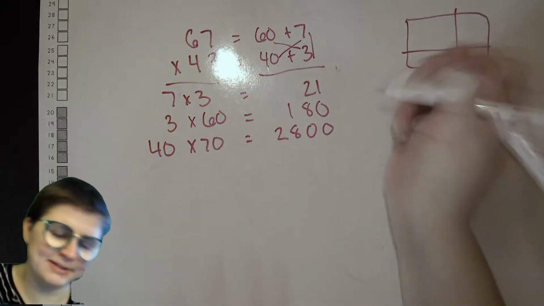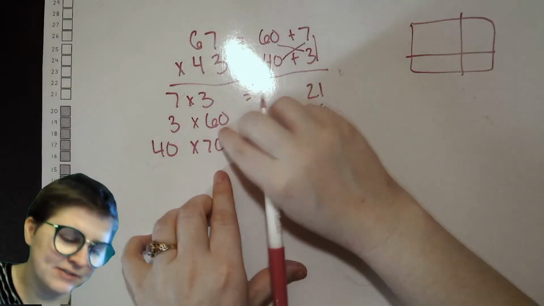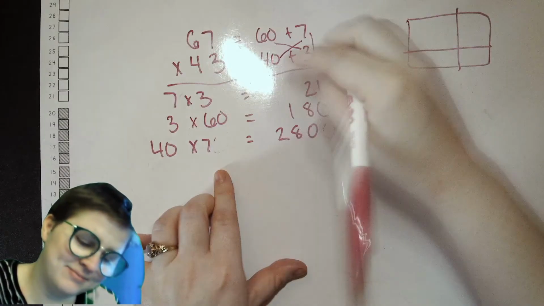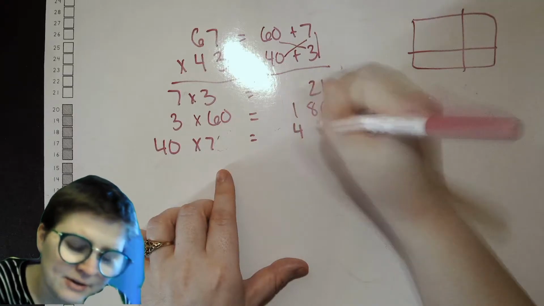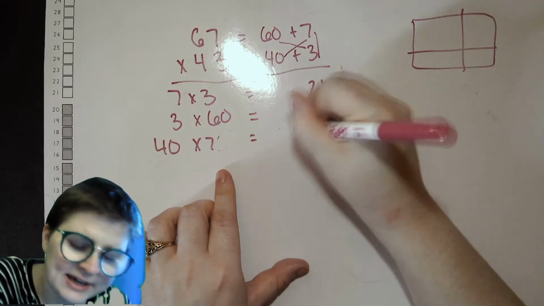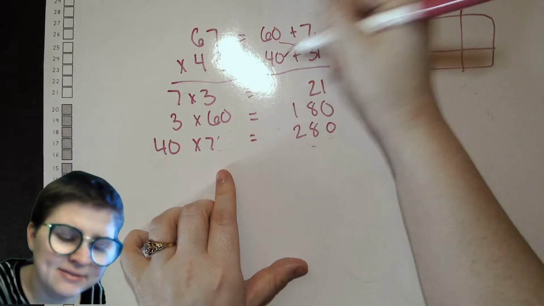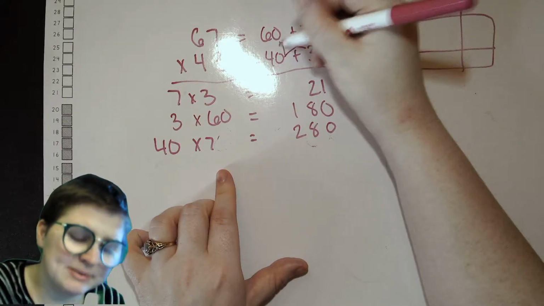Oh, I'm so silly. What am I doing? That's not 70, it's just 7. I was like, wait a second, why is 40 times 7 so big? Oh my gosh. 28 tens. Then, here we go. 40 times 60.